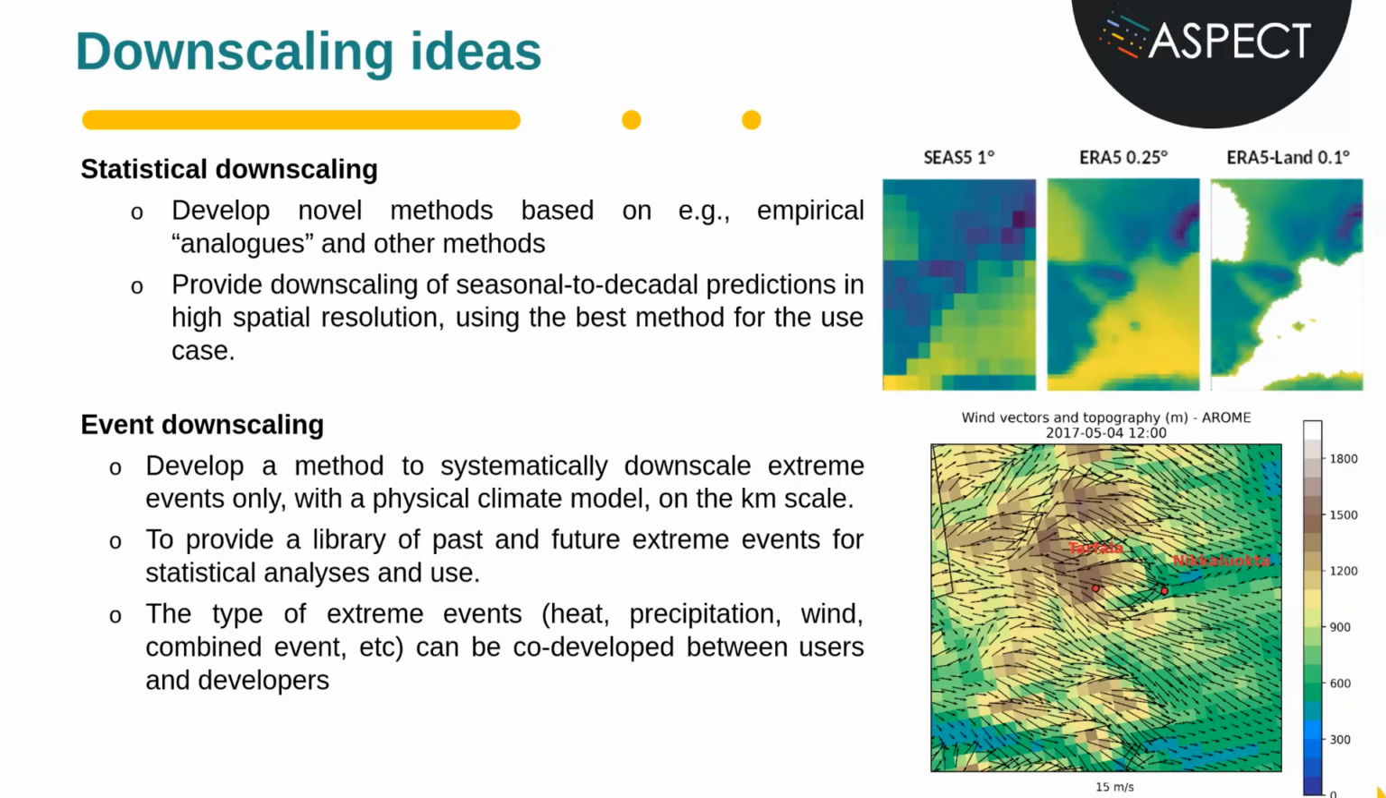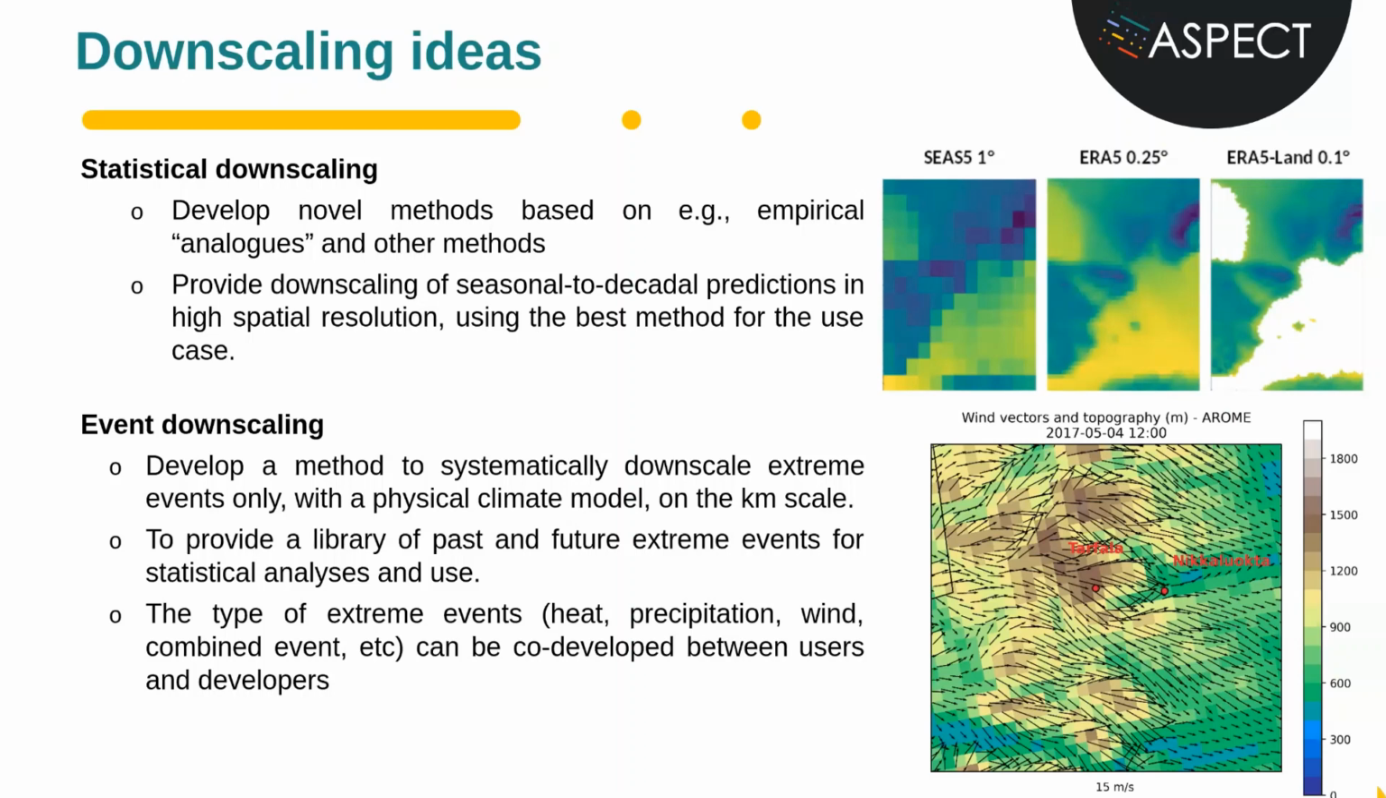The figure on the top right shows downscaled data using the ECMWF seasonal forecasting system SEAS5 in 1 degree horizontal spatial resolution, the atmospheric reanalysis ERA5 in 0.25 degree resolution, and the ERA5-Land reanalysis in 10 kilometer resolution. The second part would be to provide downscaling of seasonal to decadal predictions in high spatial resolution using analog methods or machine learning methods.